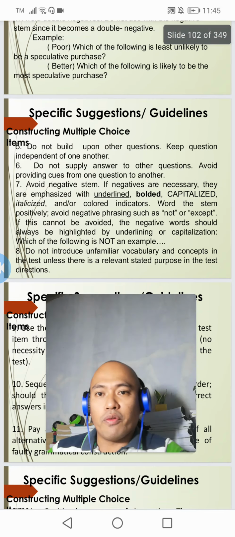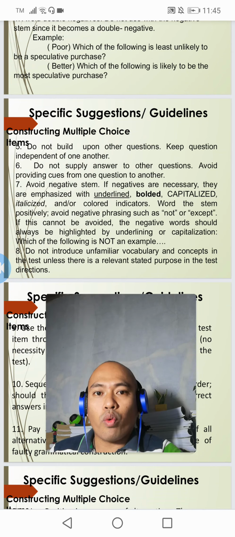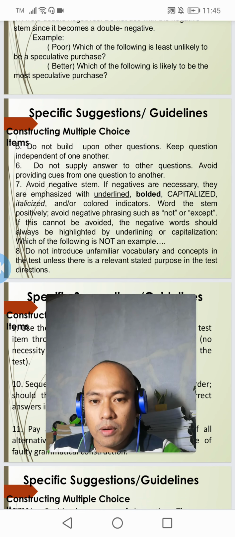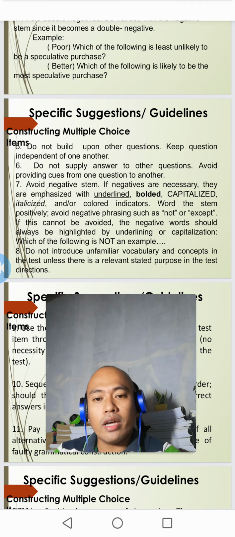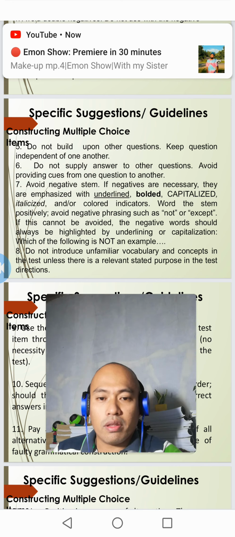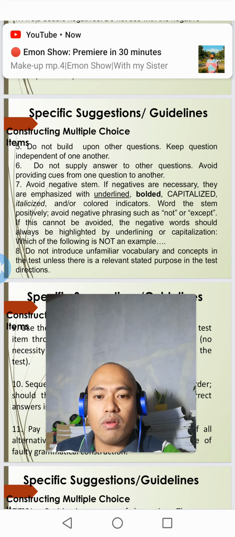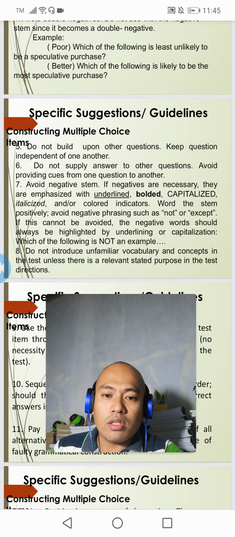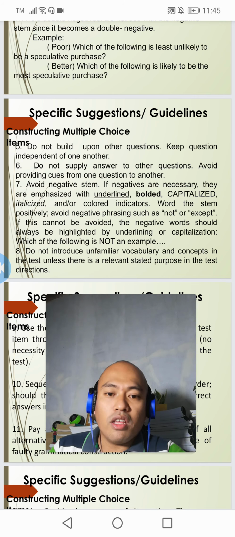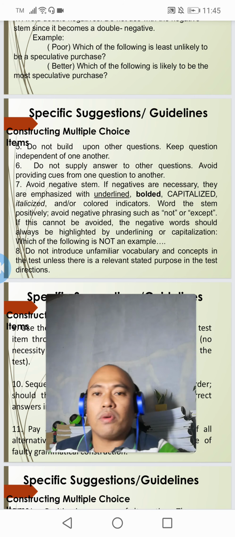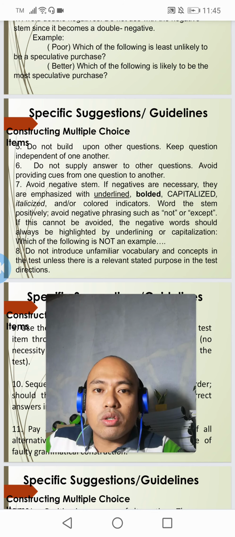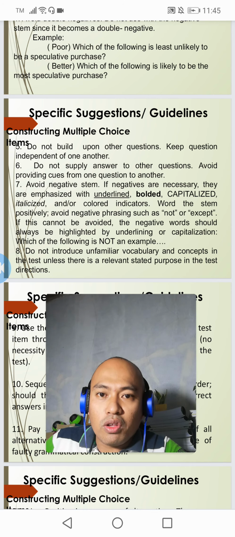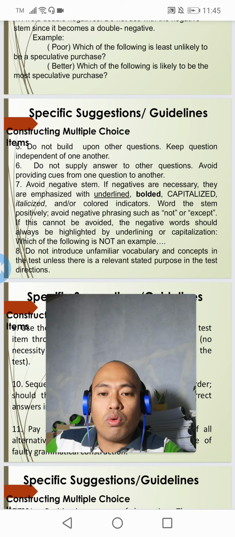Okay? For the fifth one, do not build upon other questions. Keep questions independent from one another. We make sure that in all the items, they are independent. They should be independent from each other. So what does it mean? They should not be related to each other. For the sixth one, do not supply answers to the questions. Avoid providing cues from one question to another.